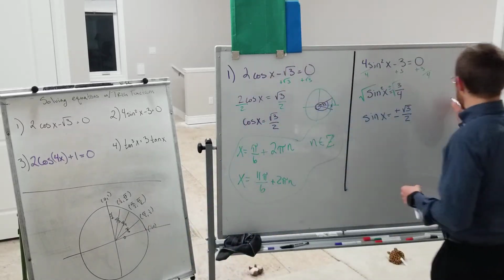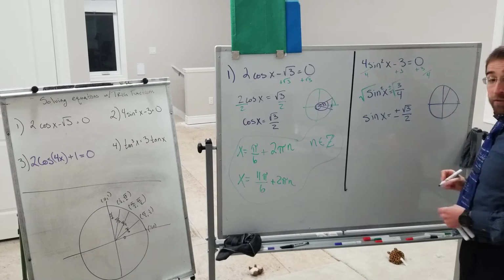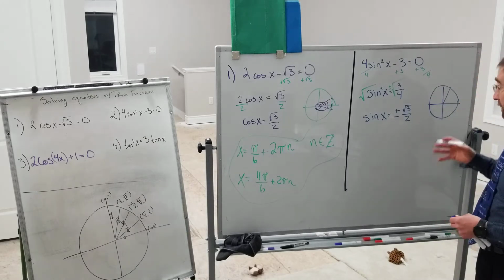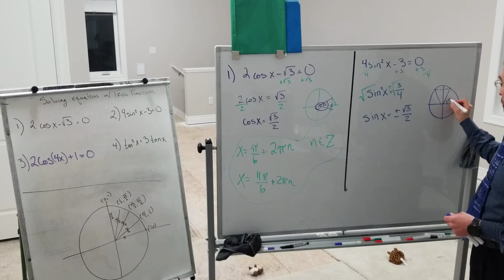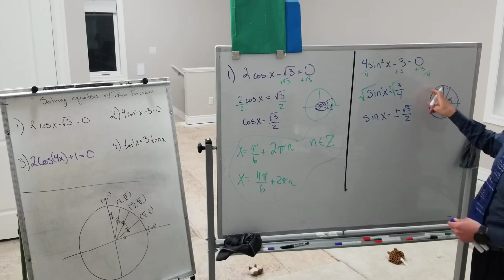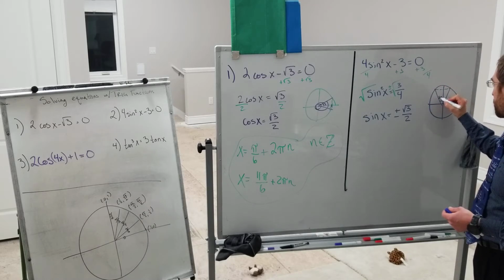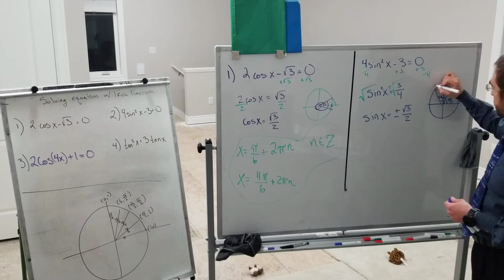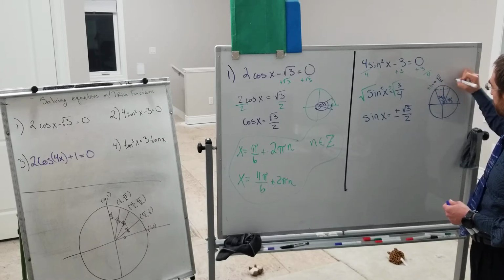So I'm gonna draw my little unit circle here. I'm gonna throw my pi/3 in there, but it's also, the sine or the y value is also root 3/2 at 2 pi/3. So this is when sine gives us positive root 3/2.